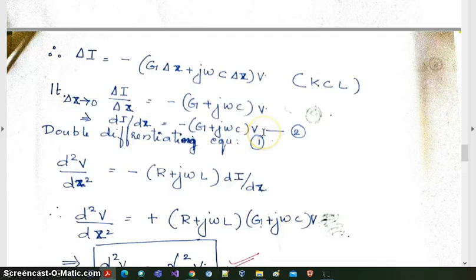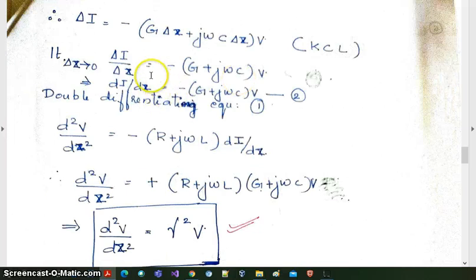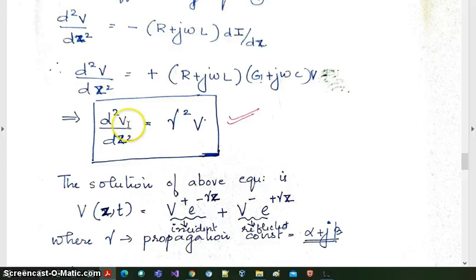Then I am differentiating equation 1, so I can write d square V by dZ square is equal to minus R plus j omega L into dI by dZ. And dI by dZ is there in your equation 2, that you can substitute. Finally, you will get d square V by dZ square is equal to gamma square V, where gamma square is equal to R plus j omega L into G plus j omega C.